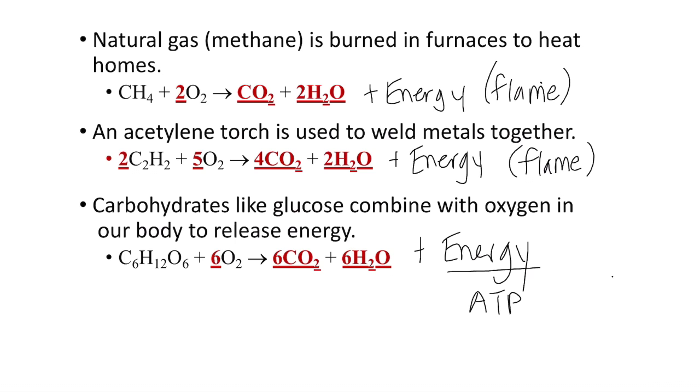Carbohydrates like glucose combine with oxygen in our body to release energy. So this last point is cellular respiration from Science 9. This is what goes on in all of our cells to give us energy. So C6H12O6 plus O2 produces CO2 plus H2O. And then adenosine triphosphate, ATP, is the energy that is produced in our body.